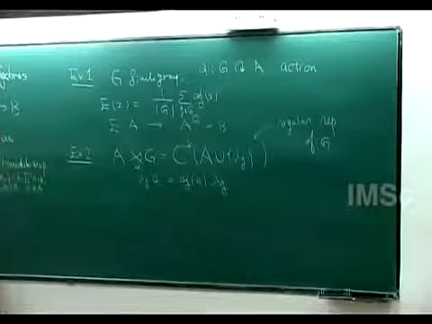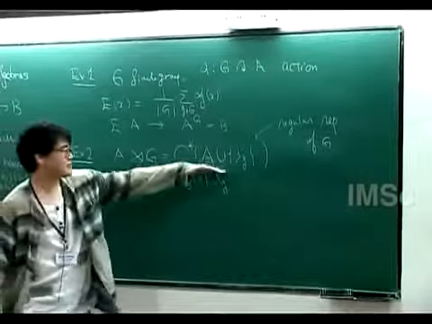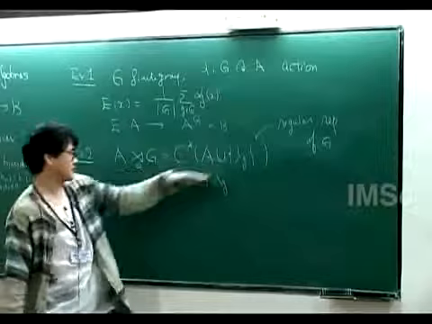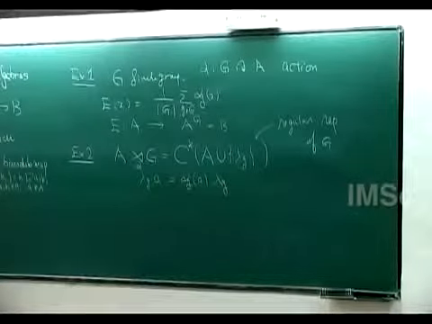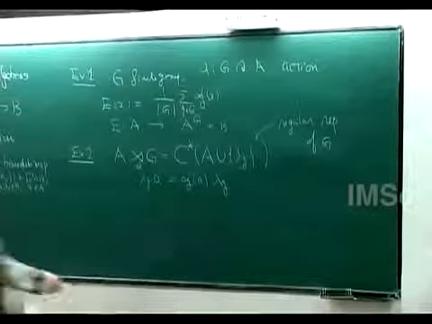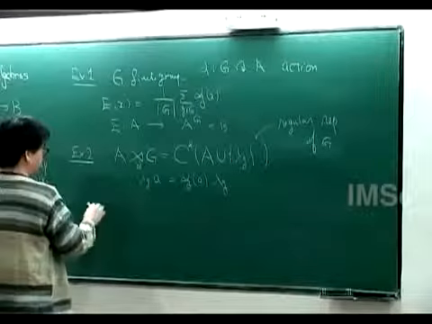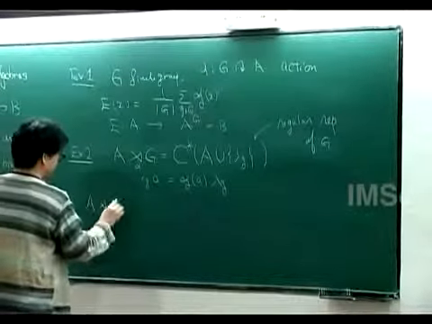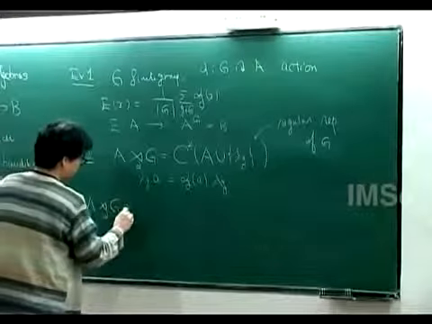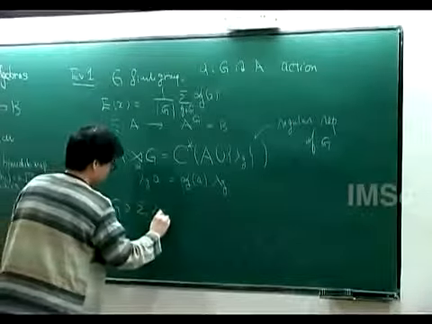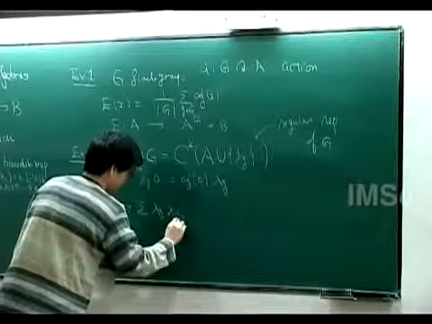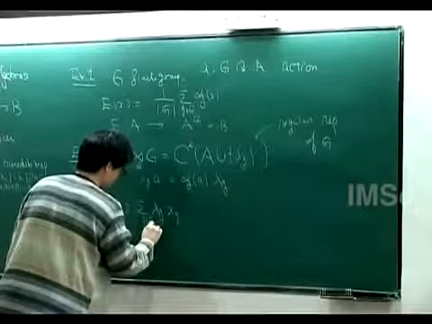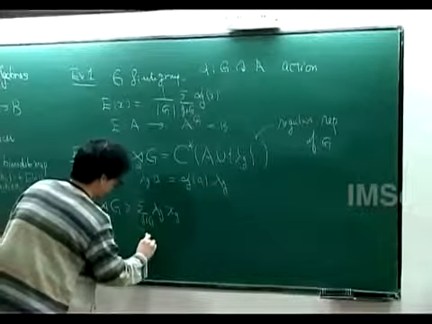So this is a universal C*-algebra defined by generators and relations. This is a crossed product. By definition, any element here has a unique expansion, sometimes called a Fourier expansion, where x_g is in A.